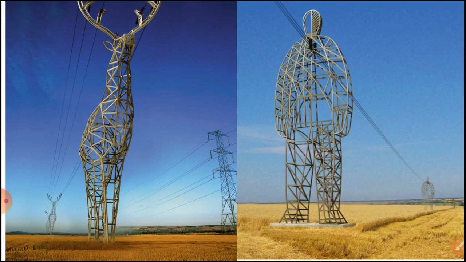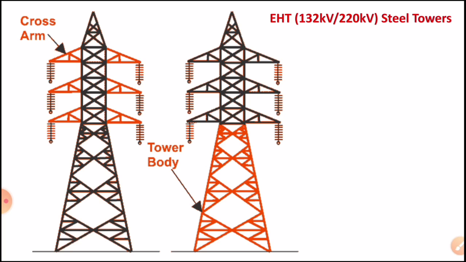Okay, so these are the different types of towers in the real world, but as electrical students we have to concentrate only on general towers. Steel towers we are going to concentrate on. These are the EHT towers, extra high tension towers. It may be 132 kV and 220 kV, whether single circuit or double circuit.